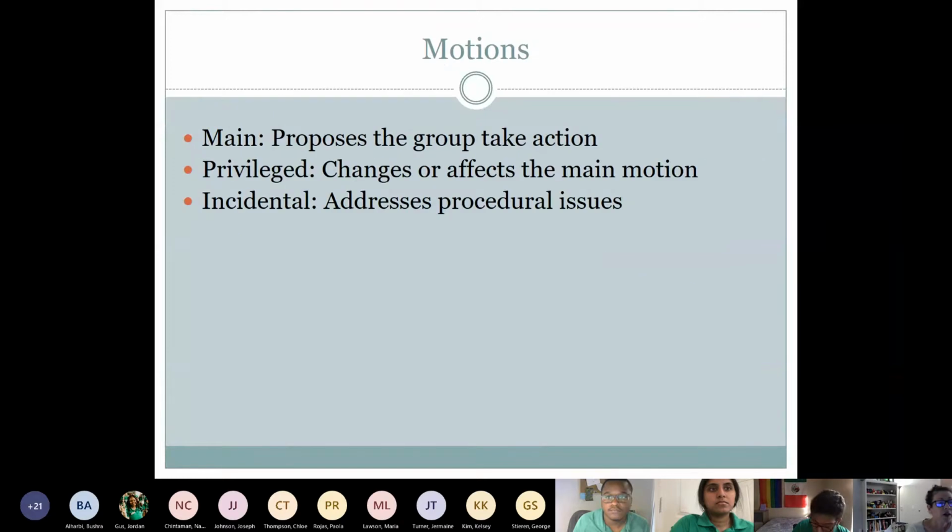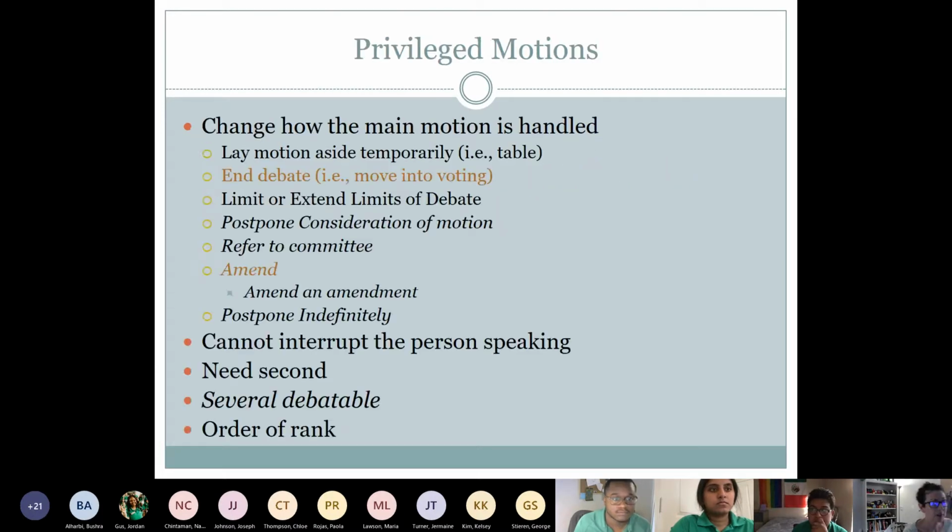There we go. So in the past, we've talked about main motions. That was our first session, and that's just a proposal that the group take action. Today, we're talking about 2 other types of motions. Privileged, which changes or affects the main motion, and incidental motions, which address a procedural issue. All right, so first up is a privileged motion. A privileged motion is one that can change how the main motion is handled. It says what to do with the main motion.